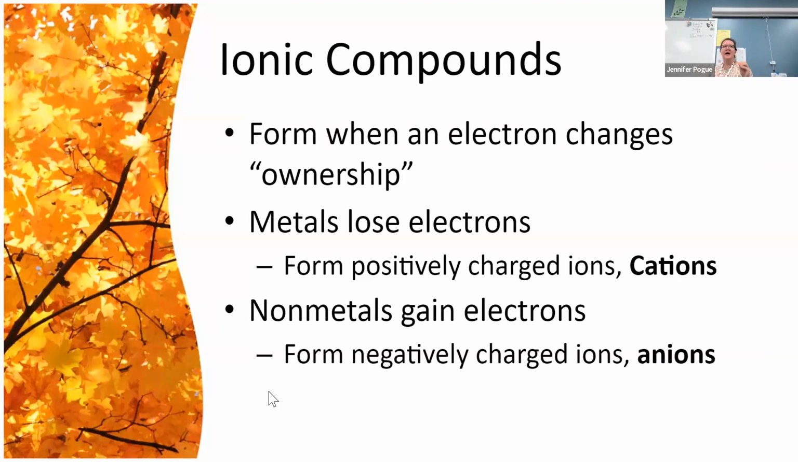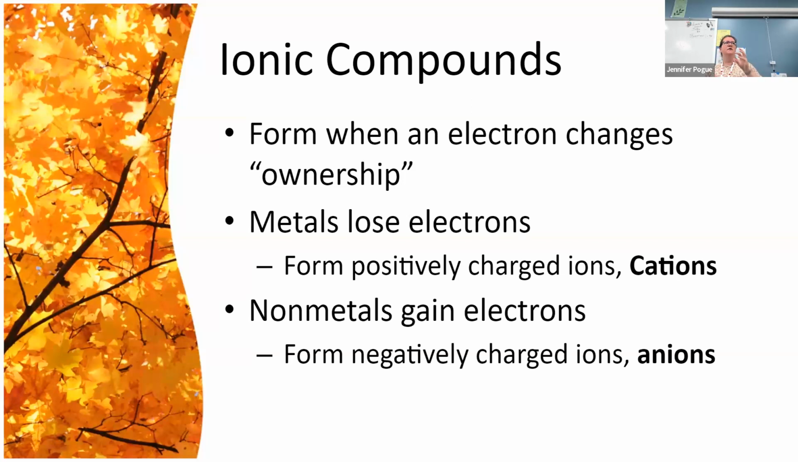So an ionic compound, by definition, forms when an electron changes ownership. It changes residency, if you will, and it leaves the metal and goes to the non-metal. Okay? And so what we have in the context of an ionic compound is a transfer of electrons between atoms.